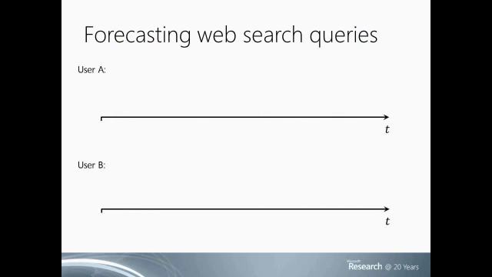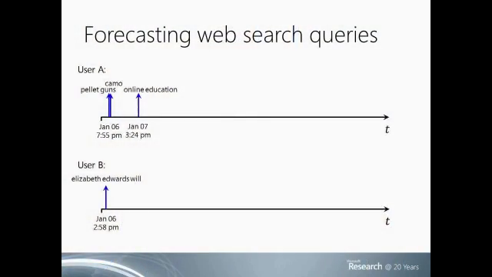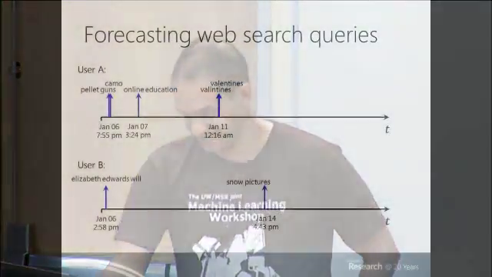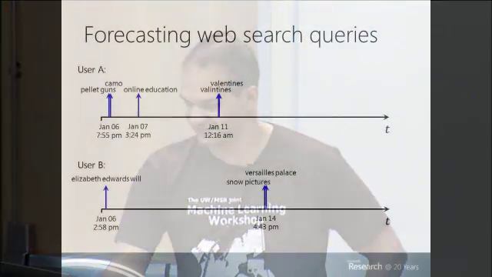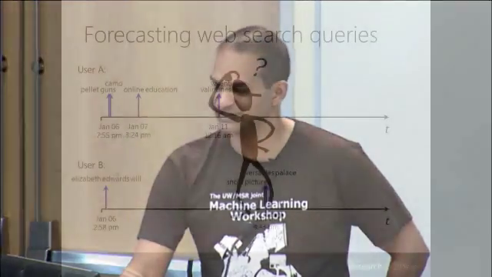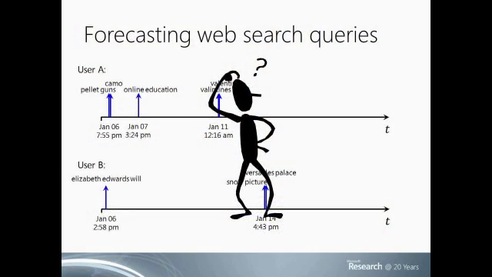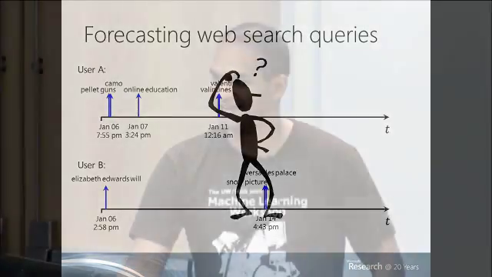So say you've been watching a couple of users. One of them searches for Elizabeth Edwards' will. The other one searches for pellet guns. And then they search for camo. And the next day they search for online education. And then they search for Valentine's and they misspell it, and then they immediately correct themselves. Then the other one, a few days later, searches for snow pictures, and then Versailles Palace. And this is when the advertiser comes to you and says, show your users this health and wellness ad. And you're sitting there scratching your head saying, well, who should I show it to?